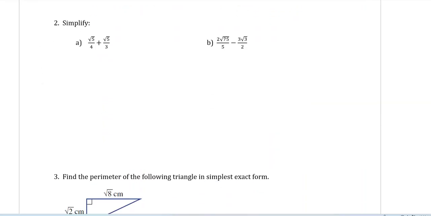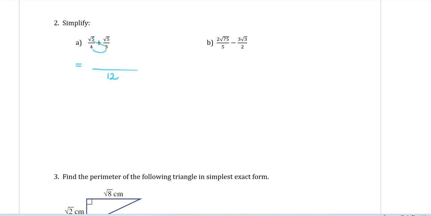Okay, over the page to question 2. We are now simplifying fractions that involve surds. So the rules for fractions still apply. If I want to add fractions together, I want to times the bottom numbers together to get 12.